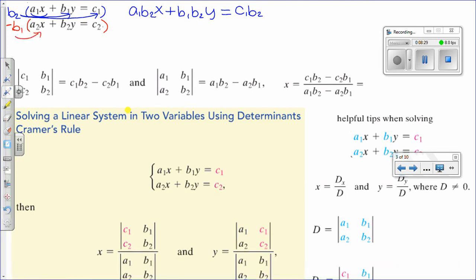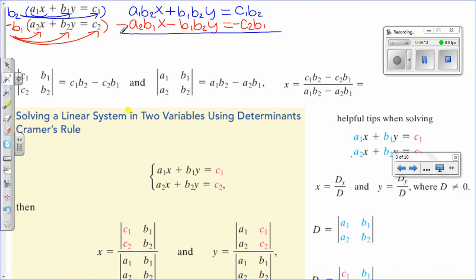Now let's do the second one. So we have negative b sub 1 times a sub 2. And in this case, we will have negative a sub 2, b sub 1. And then we distribute that again, negative b sub 1 times b sub 2 y. So we will have negative b sub 1, b sub 2, y. And then finally, we will have negative b sub 1 times c sub 2, and we will have negative c sub 2 times b sub 1.